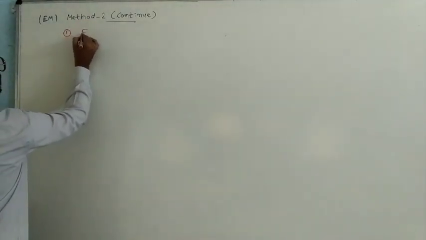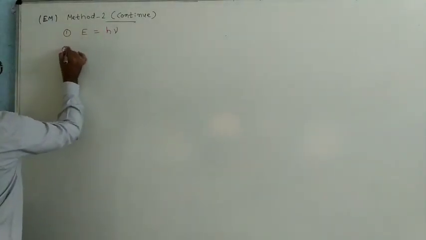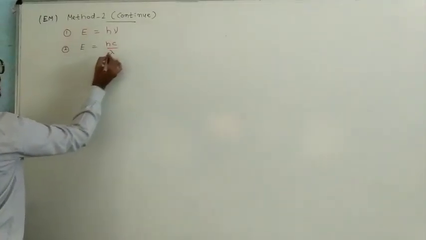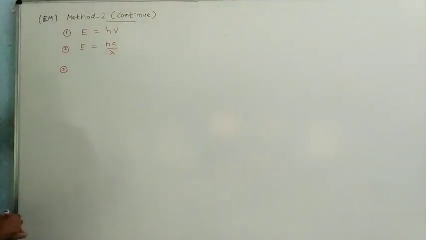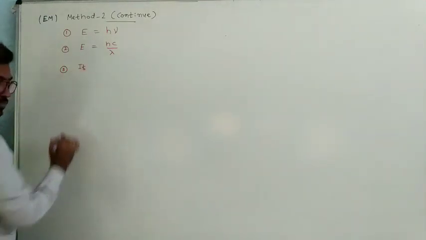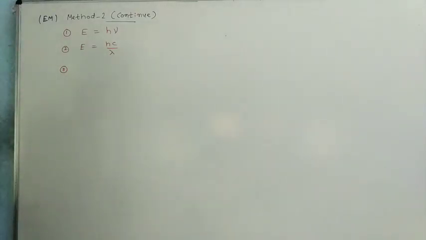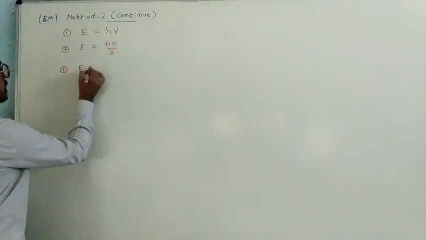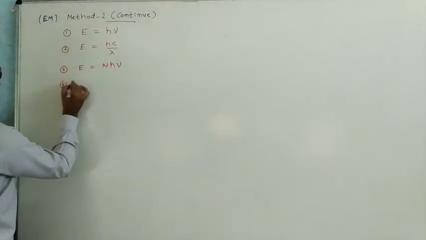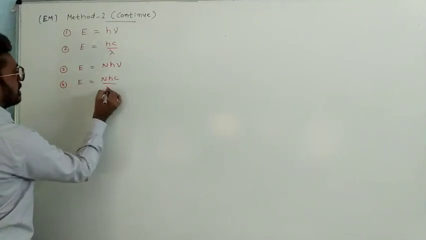The first one, E is equal to h nu. The second one, E is equal to hc upon lambda. The third one is very important: if we want to calculate energy in mole, then we will use this formula, E is equal to N h nu, and the fourth one, E is equal to N hc by lambda.